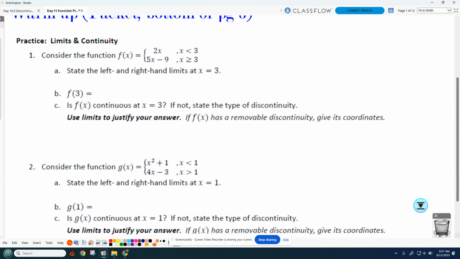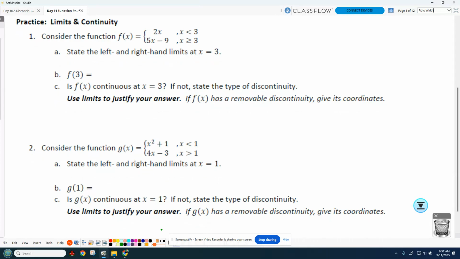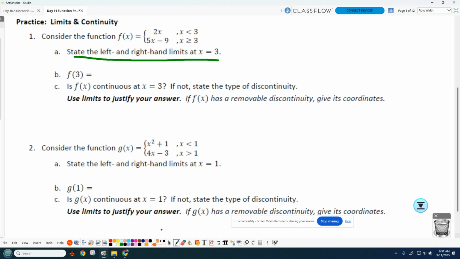All right, so the warm-up. These are things that you will need to be able to do on the quiz on Monday. This time, I'm asking you to write them yourself. State the limits at the left and the right side of x equals 3. So Dylan, what's the first thing we need to do?